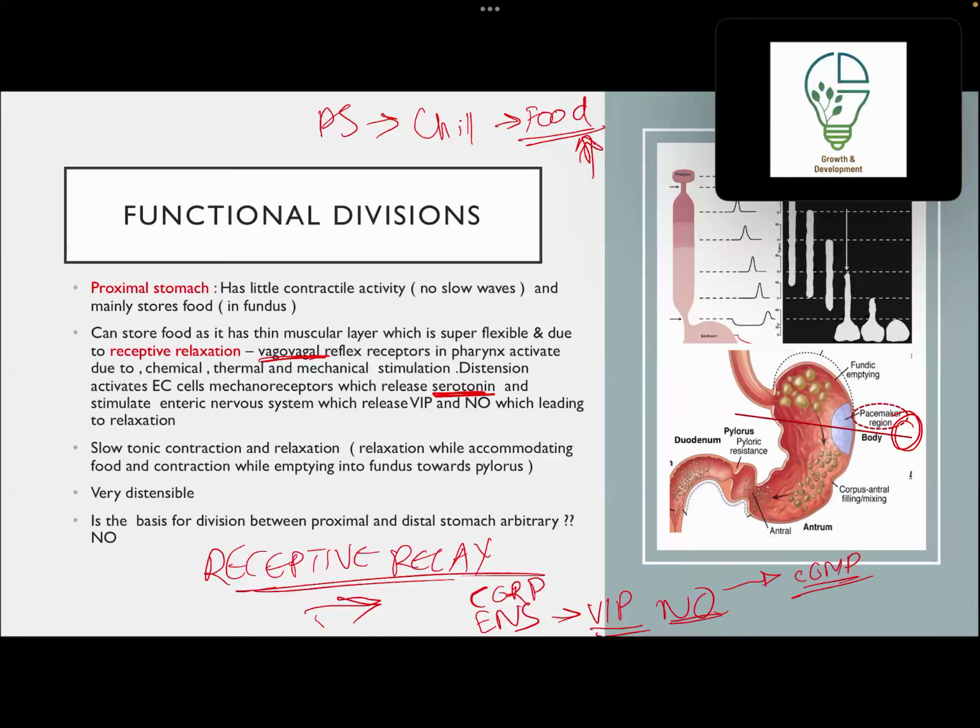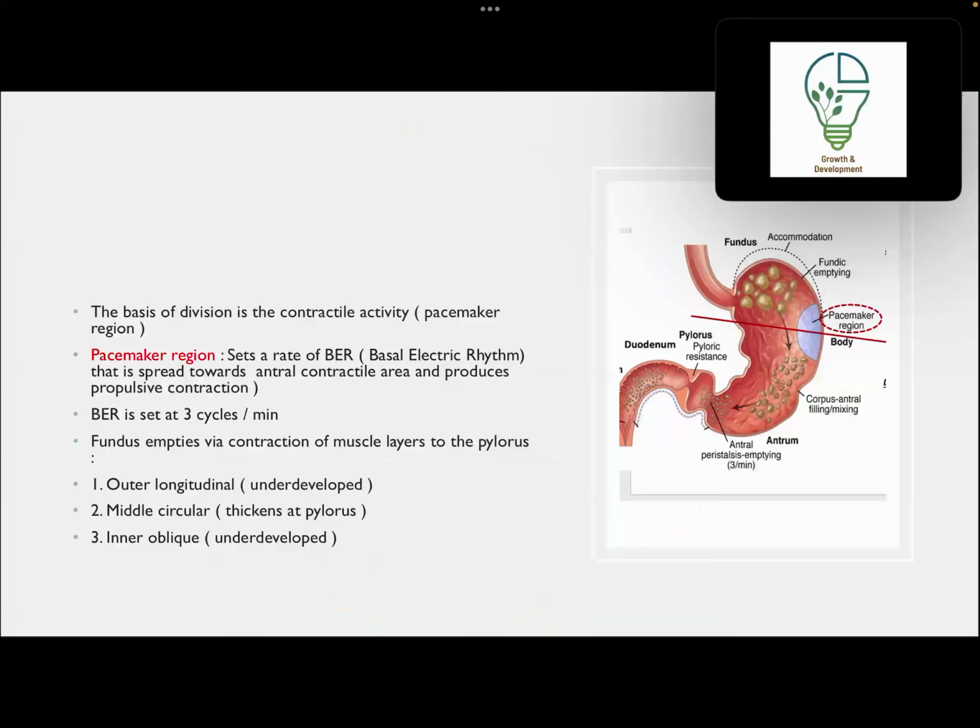And I told you there's a proximal stomach and a distal stomach, and they're separated by the red line. So what separates them? Is it like random? Like, did someone just pick up a ruler and say, okay, this is around half, so we'll do this? No, that's not how it happened. The reason is the basis of division is the contractile activity. And the contractile activity is given to the stomach by the pacemaker region, which is circled over here, the pacemaker region.